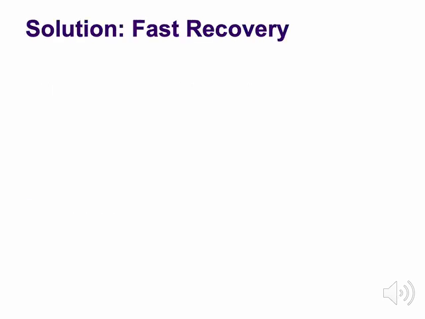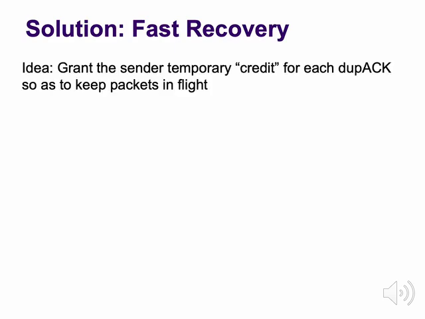Okay. So with that, the fix we do have is this technique called fast recovery. And the basic idea is very much what you might expect, which is we're going to give the sender temporary credit for every duplicate ACK that comes in. This allows us to keep packets in flight. This allows the sender to continue to send new packets as long as these duplicate ACKs are coming in. And again, the intuition here is that if the sender is receiving duplicate ACKs, this tells the sender that the network is functioning pretty well, because the receiver is receiving packets and sending ACKs, and the ACKs are making it through. So exactly how do we do this?